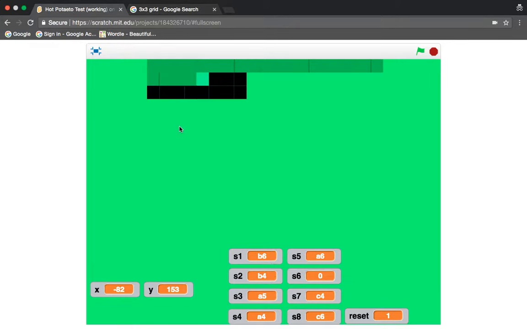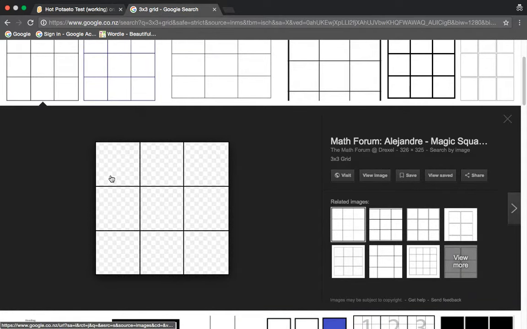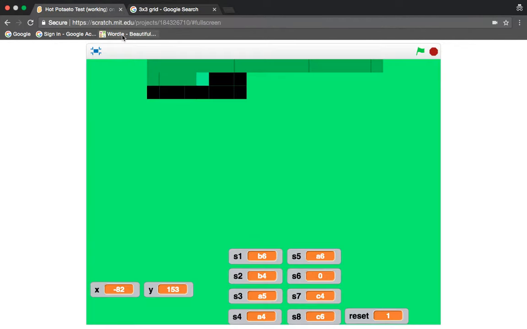See, each block has a name. For instance, this one here, you can sort of see the outline of it, is A1 because it's the first in the A row. So this is A, B, and C. This is 1, 2, 3, and so on.